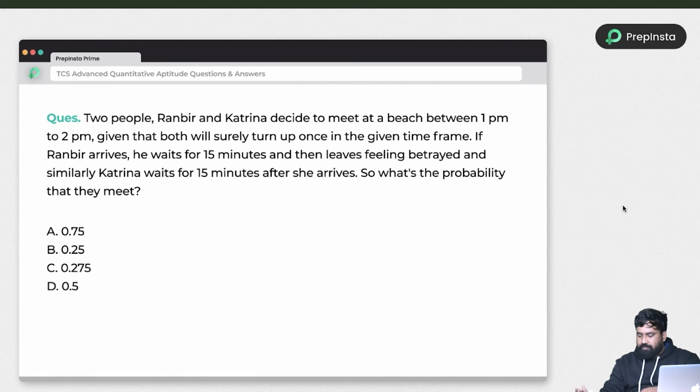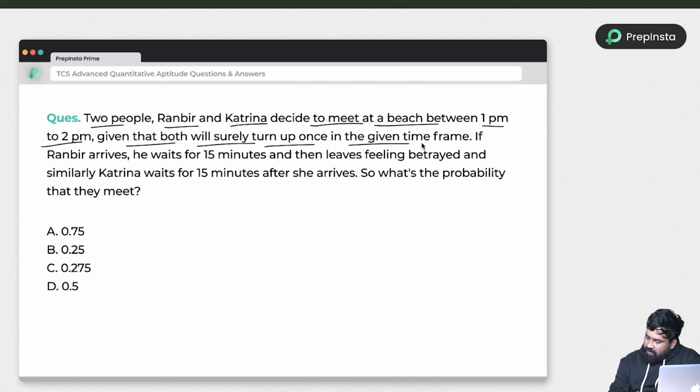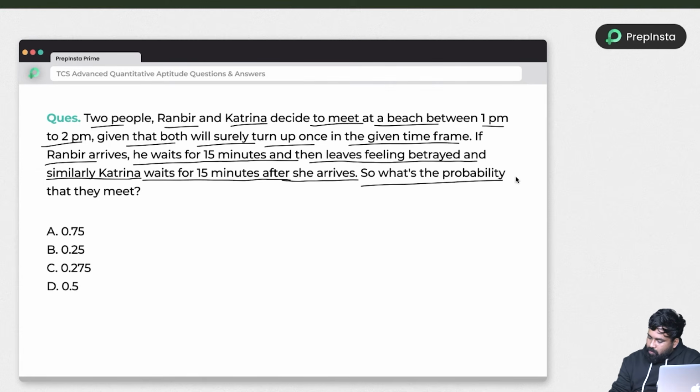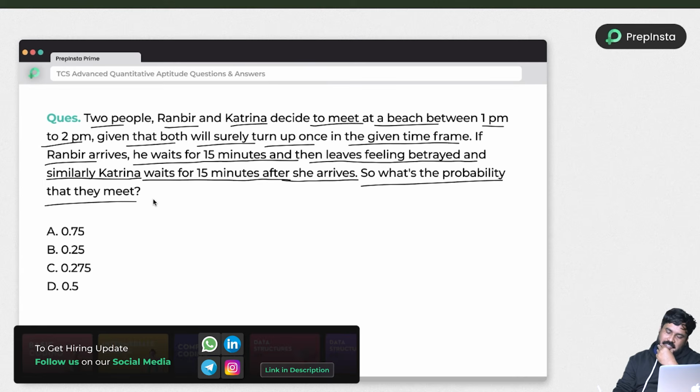So let's see. Two people, Ranbir and Katrina, decided to meet at the beach between 1 p.m. to 2 p.m. Given that both will surely turn up once in the given time frame, if Ranbir arrives, he waits for 15 minutes, then leaves feeling betrayed, and similarly Katrina waits for 15 minutes after she arrives. What is the probability that they met? So guys, just simply observe the options.